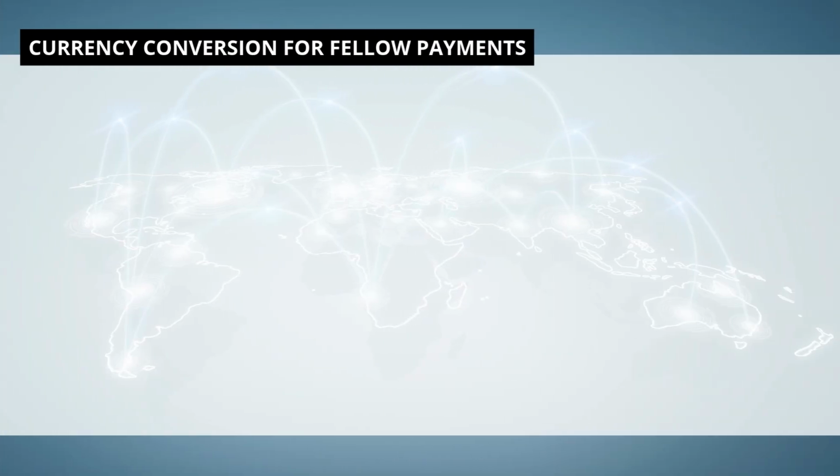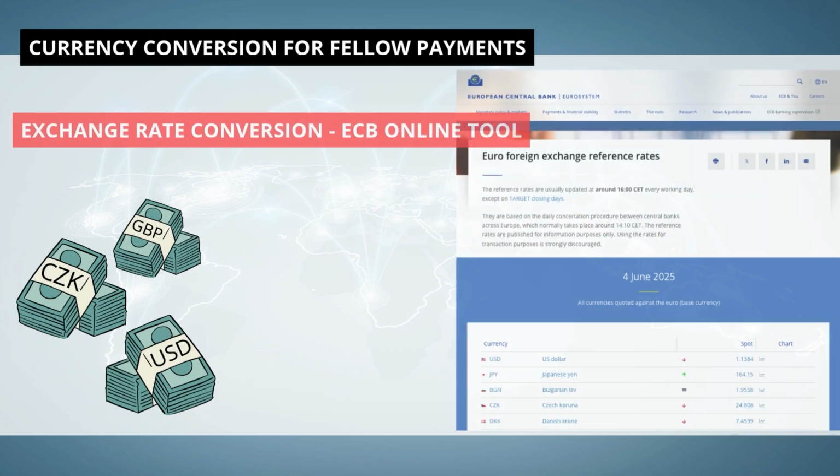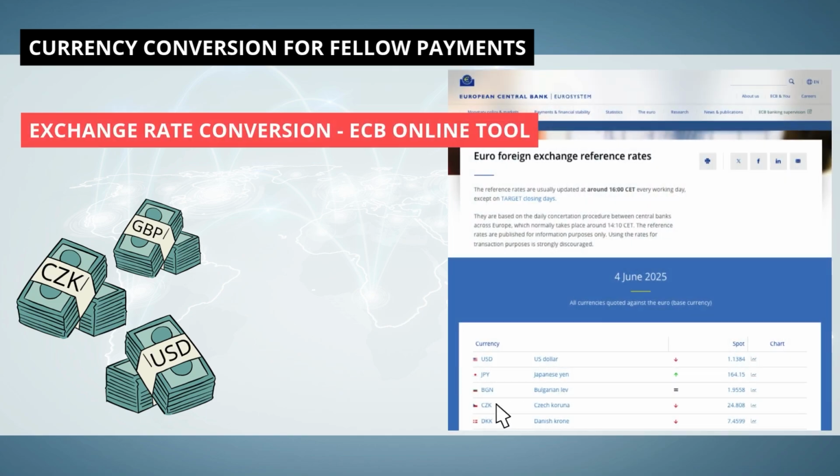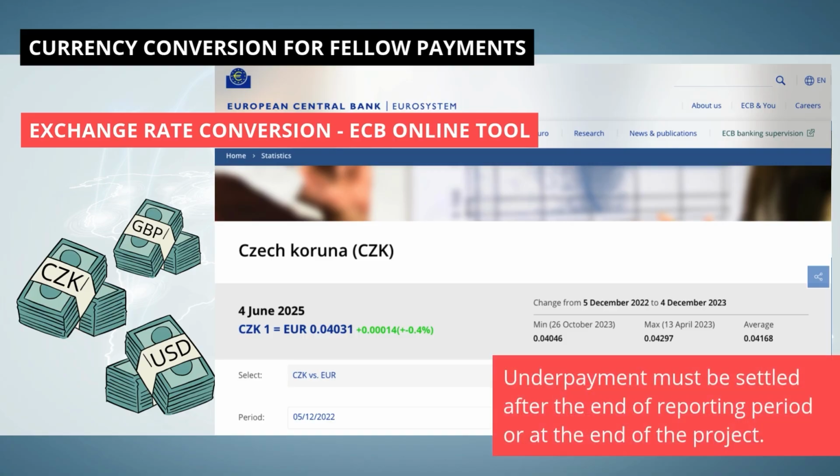Remember, amounts paid by beneficiaries to researchers or seconded staff members in currencies other than the euro must be converted into euros using the average exchange rate for the respective reporting period. If the converted amounts are lower than the unit contributions automatically filled in the financial statement, the beneficiary is obliged to settle the resulting underpayment to the researcher or seconded staff member, either after the end of the reporting period or, at the latest, at the end of the project.